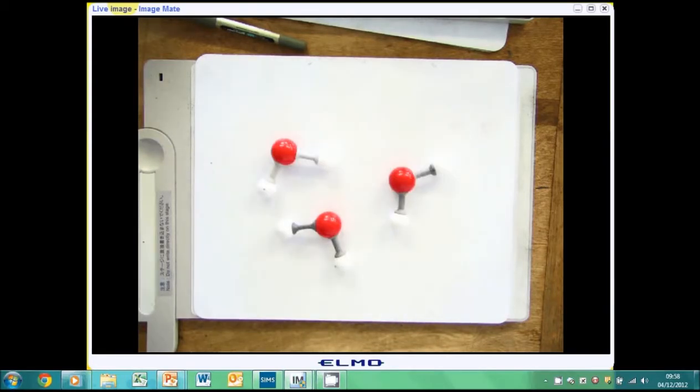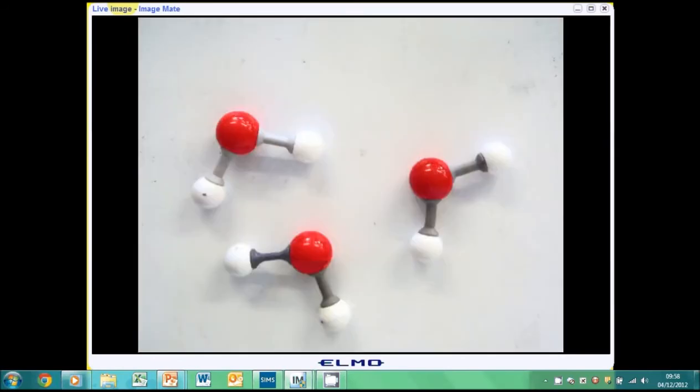And finally, simple molecular compounds have no electrons free to move, they don't conduct electricity, and as I've said before, have low melting points and boiling points.